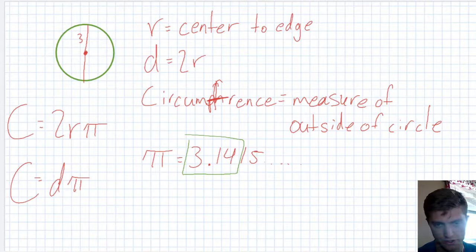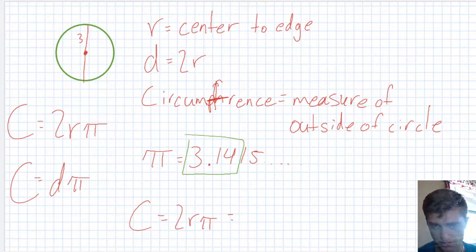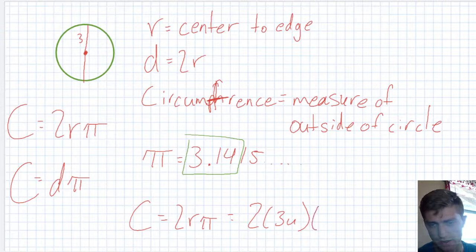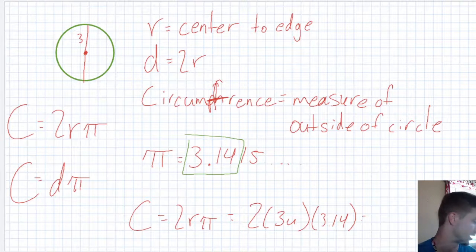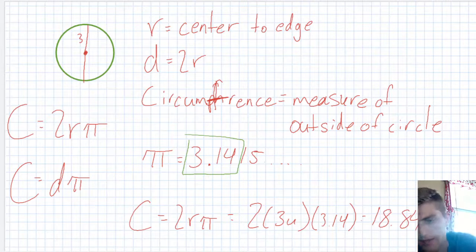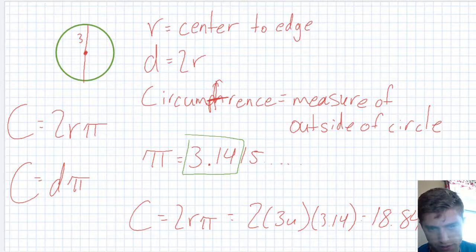Well, let's do substitution. Circumference equals 2r pi. Use substitution. 2 doesn't change. r is 3. Keep our units. And pi equals 3.14. If we multiply all that, we get 18.84. But remember, we do also have our units in there, so we got to bring those along too. 18.84 units. Now, we can learn more about circles later, but that's pretty much the gist of it.